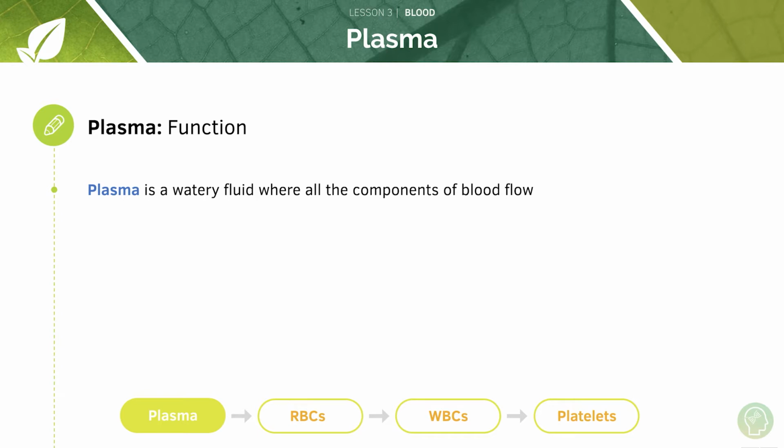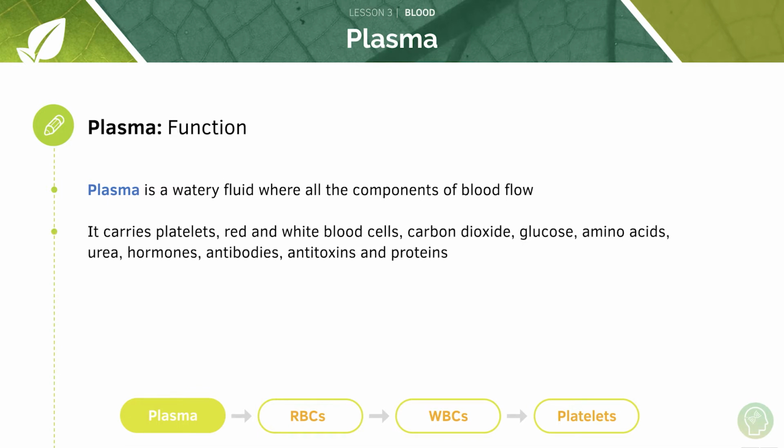So first of all, let's have a look at plasma. Plasma is referring to the watery fluid where all the components of blood flow. This means that it carries all the components of blood that we were talking about earlier on, so your platelets, your red and white blood cells, but also it carries carbon dioxide, glucose, amino acids, urea, hormones, antibodies, antitoxins and proteins. So anything that you can think of that's carried in the blood is essentially carried in the plasma, apart from oxygen, which is mainly carried in red blood cells, but some oxygen may also be dissolved in plasma, but only a very small amount.